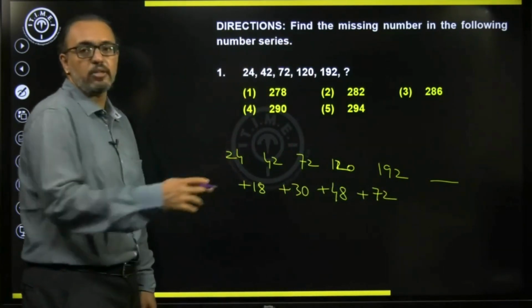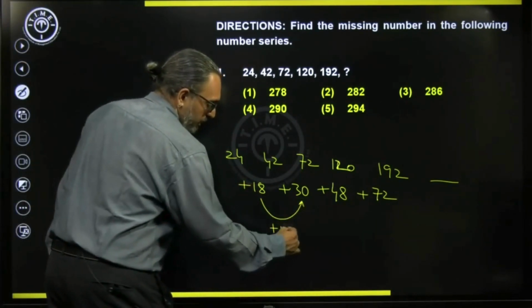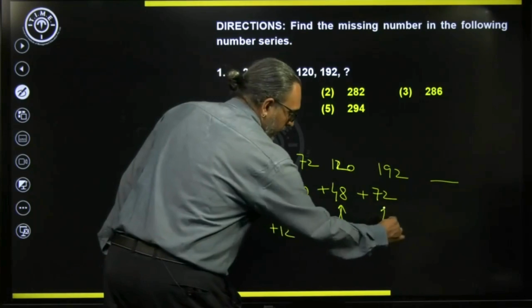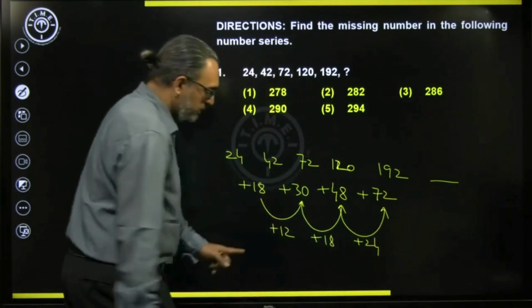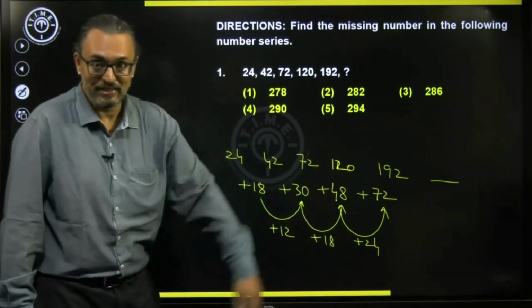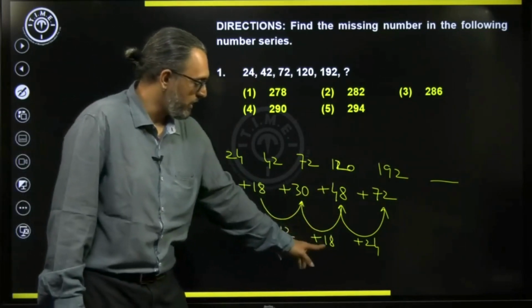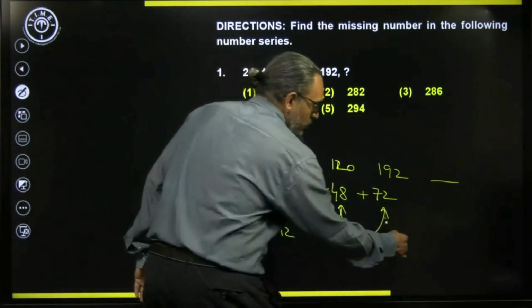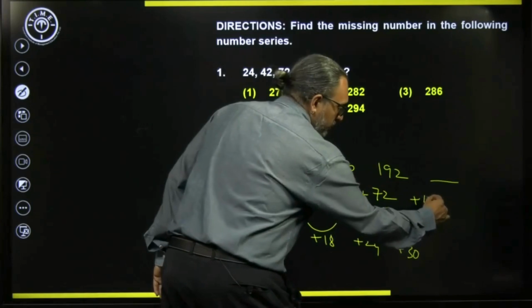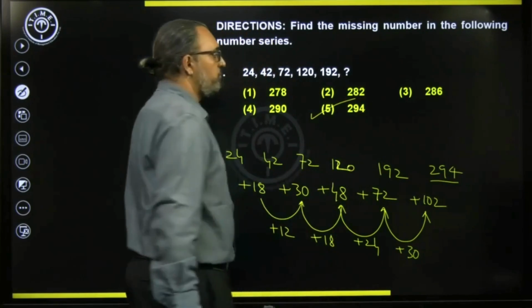Now since the differences are also increasing, you pick one more difference. So when I pick one more difference, here I am getting 12, here I am getting 18, here I am getting 24. So what is it that you observe? The differences of the difference are increasing by 6. There is a constant increase of 6. So I can say multiples of 6: 6 times 2, 6 times 3, 6 times 4, correct? So the next you have is 6 times 5, 30. So you will get 102. So by adding 102, you will get 294, and that's available in the fifth option.